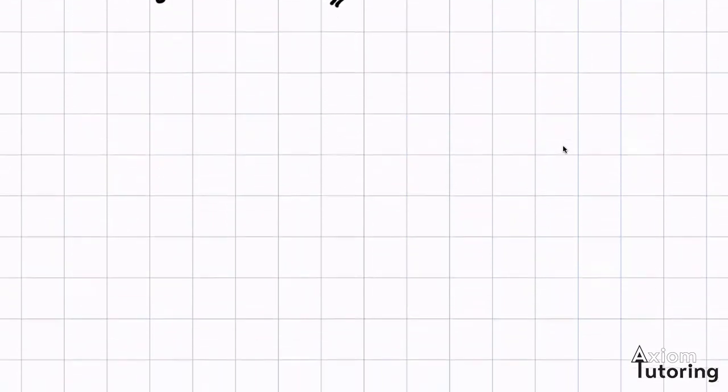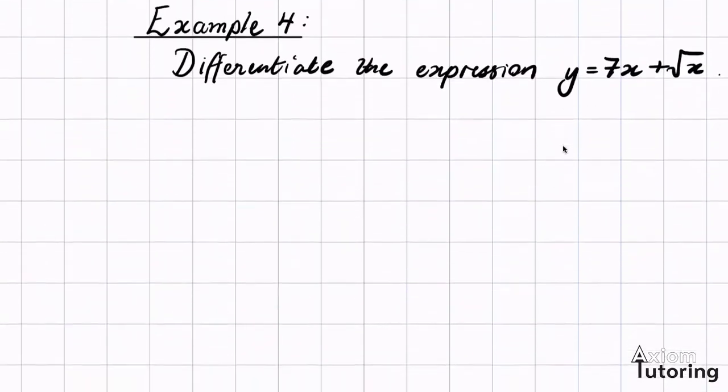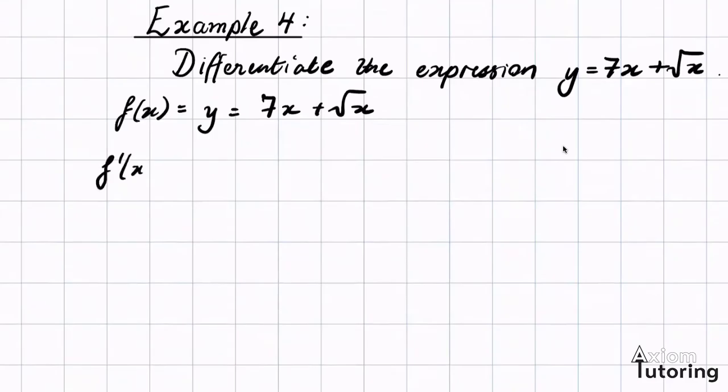Okay, so example 4, we want to differentiate the expression y equals 7x plus root of x. So y is our f of x here, and we want to find f dash of x, which is our dy over dx. That's the notation we can give our final answer in, since the expression is in terms of y. So first, let's have a look at how this is written. y equals 7x plus root x.